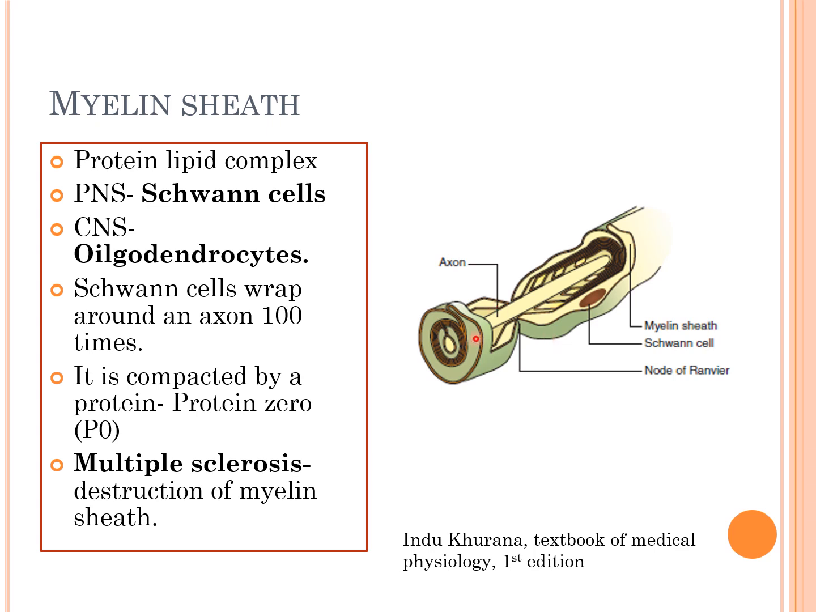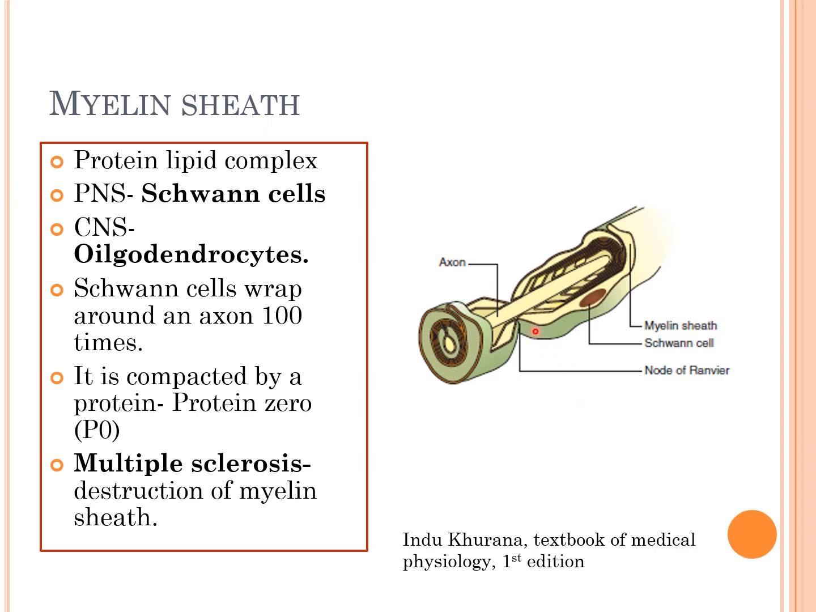These Schwann cells wrap around the axon about 100 times, and the layers are compacted by a protein called protein zero. So there is a protein which helps in the compaction of the myelin sheath, called protein 0. In some autoimmune diseases, such as multiple sclerosis, the myelin sheath can be destroyed, and there can be conduction blocks in the neurons.